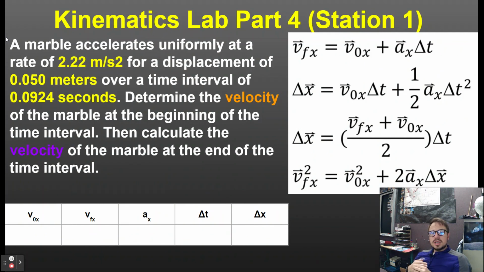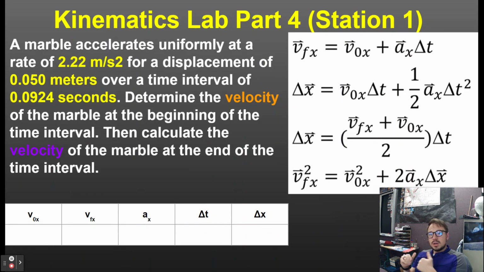So a marble accelerates uniformly at a rate of 2.22 meters per second squared. So we got that by identifying that systematic error and asking, where does the error not have the largest effect? For a displacement of 0.050 meters. That's very close. That's 5 centimeters apart. All right, this was that first lap.